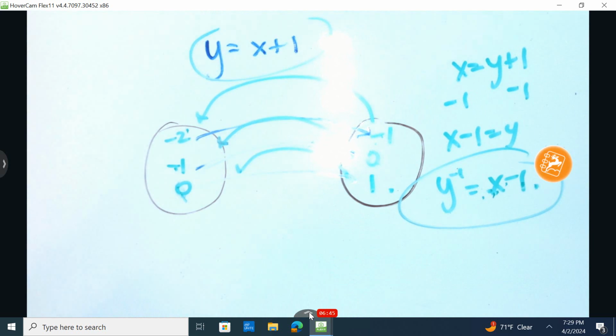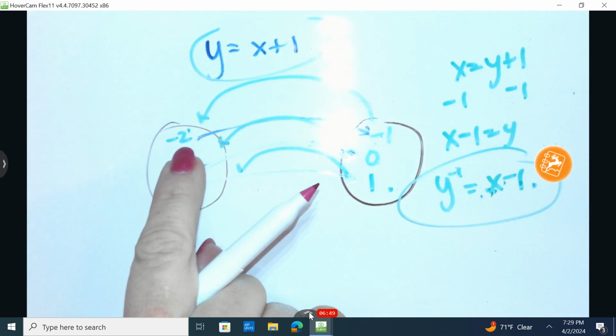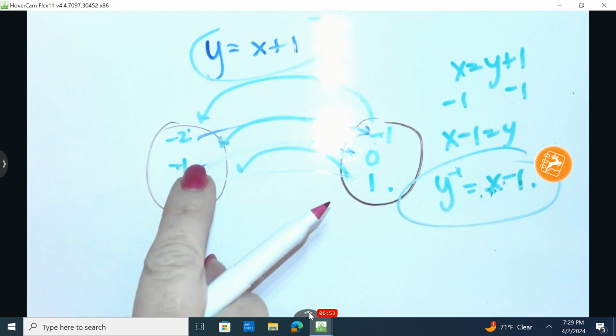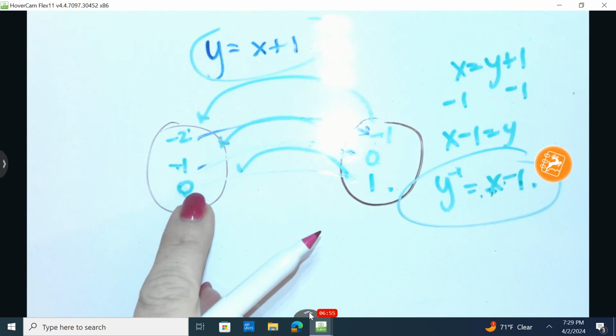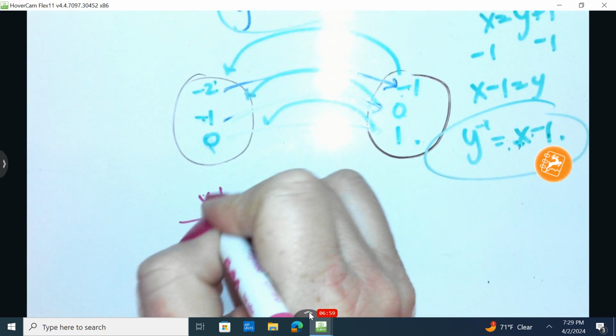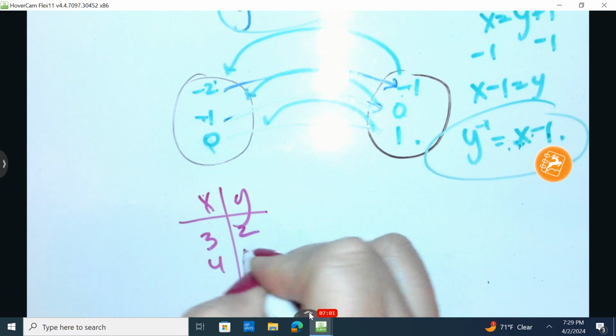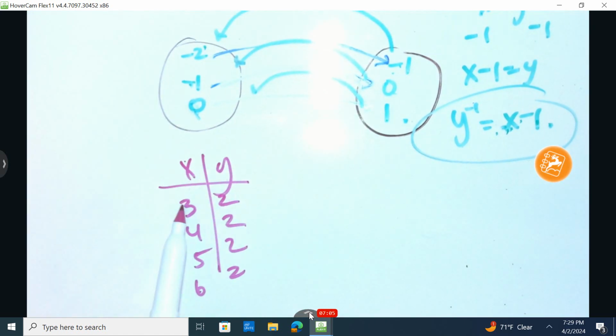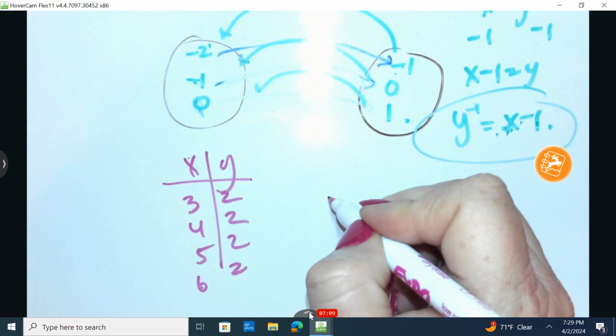If a function is 1 to 1, and we reviewed this last week, 1 to 1 means that every x matches onto one unique y. That means there's not going to be another value here. So you can be a function, for example, if I go down here and write this: 3 to 2, 4 to 2, 5 to 2, 6 to 2. This is a function because every x belongs to at most one y. It's a function, but it's not 1 to 1.